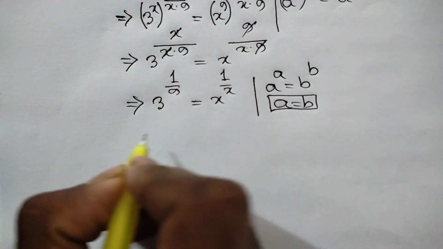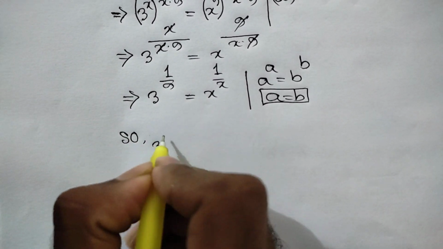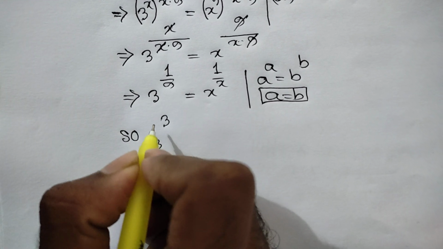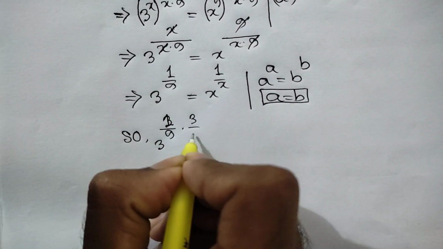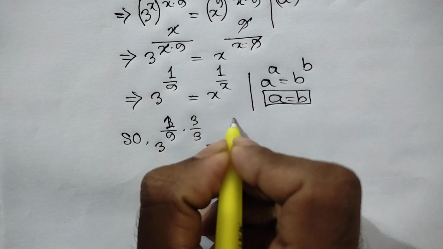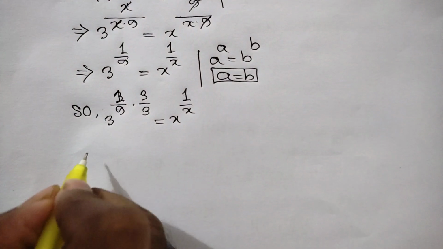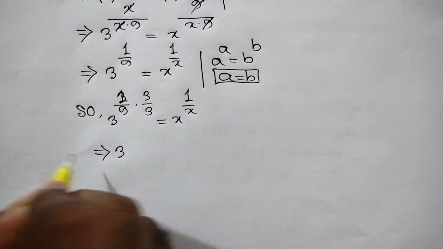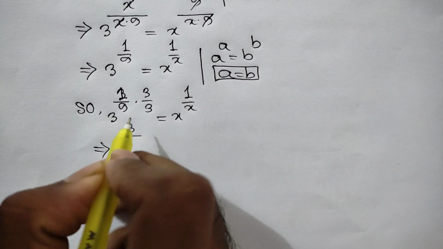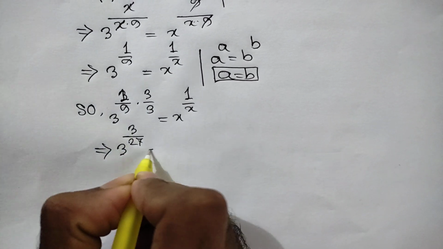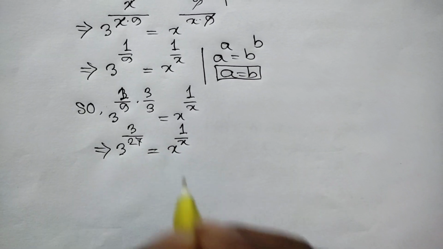So we can write 3 to the power 1 over 9 times 3 over 3 is equal to x to the power 1 over x. Or 3 to the power 1 times 3 remaining 3, and 9 times 3 remaining 27, is equal to x to the power 1 over x.